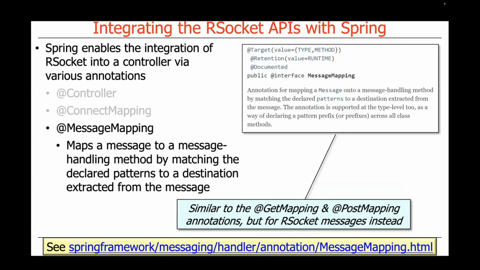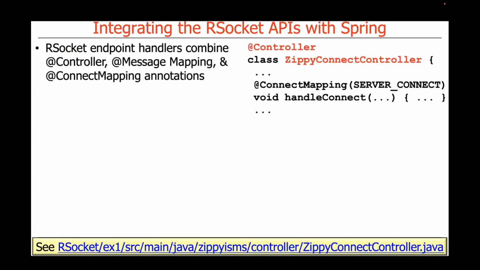There's also another mechanism called message mapping. As the name may suggest, it's an endpoint annotation that maps a message to an endpoint message handling method by matching the pattern in the message metadata to the destination that's described using the message mapping annotation. So it's very similar to things like get mapping or post mapping, but it's used for RSocket messages rather than HTTP messages. Now, you typically combine all these things together in various ways. So let's take a look at some examples, and we'll look at this in more detail later, but this is just to set the groundwork.